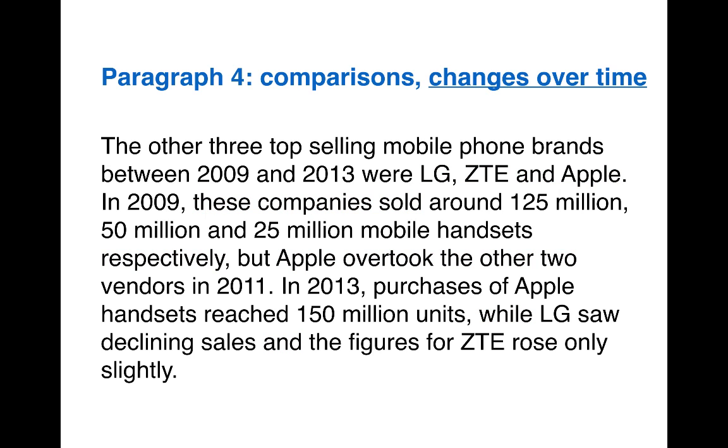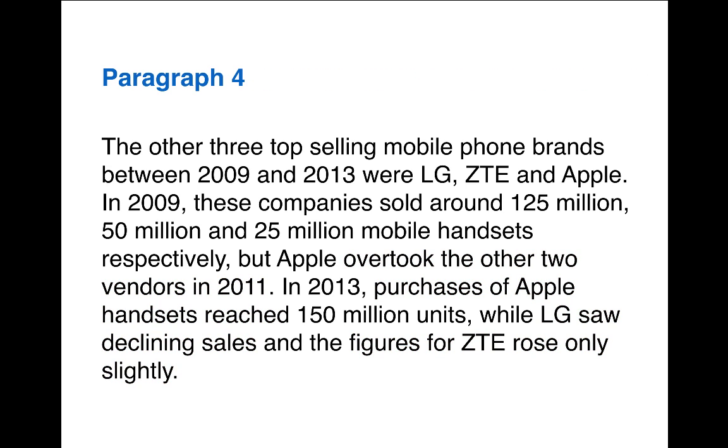Now let's look at the language for changes over time. Overtook the other 2 vendors in 2011. Purchases of Apple handsets reached. LG saw declining sales. Figures for ZTE rose only slightly. That's where we're talking about what happens over the years, the increase and decrease language. And that's paragraph 4 finished, which means the whole report is finished because we have no conclusion in writing task 1. You can read that full report in more detail or more carefully by downloading the accompanying worksheet next to this lesson.